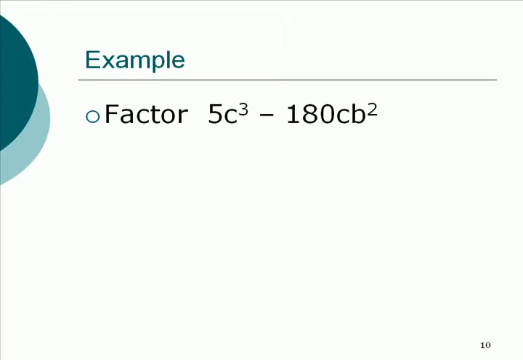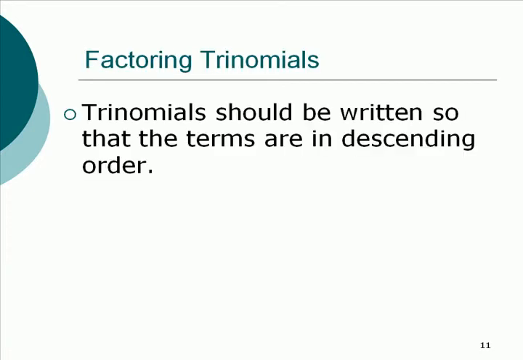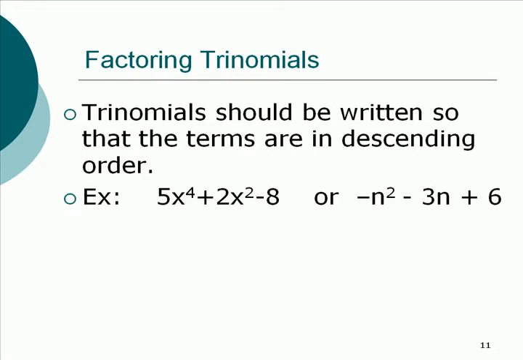Now, the last case we're going to look at are just general trinomials. Three-termed polynomials. If you have a trinomial, you want to write it so that the terms are in descending order. You remember what the order of a term is? The order is your exponent. So you want to write them in order of descending exponents. So for example, those two trinomials, three-termed polynomials, are written in descending order.